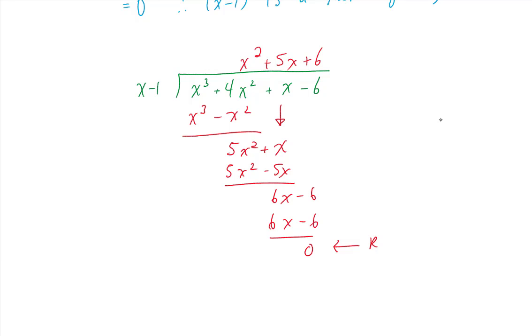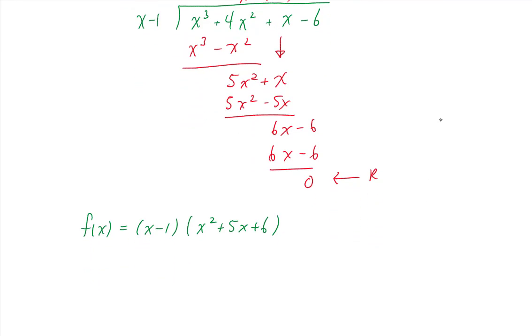So what we now know is this, that f of x, this function that we have, is equal to x minus 1, and we have left over x squared plus 5x plus 6. So if we were to expand these two brackets, we would get back our cubic function. But again, remember we're factoring, so we just need to continue from here. Since we have a quadratic, we can now factor by decomposition or guess and check. And if you do so, you should end up with x plus 3 and x plus 2 as your remaining two factors. So this is the factored form of our cubic function.